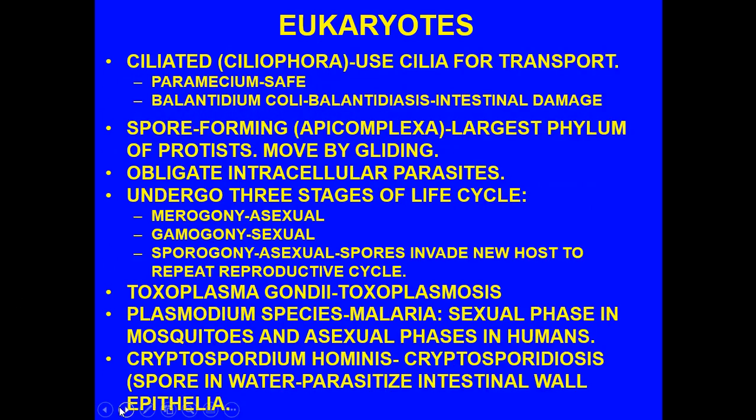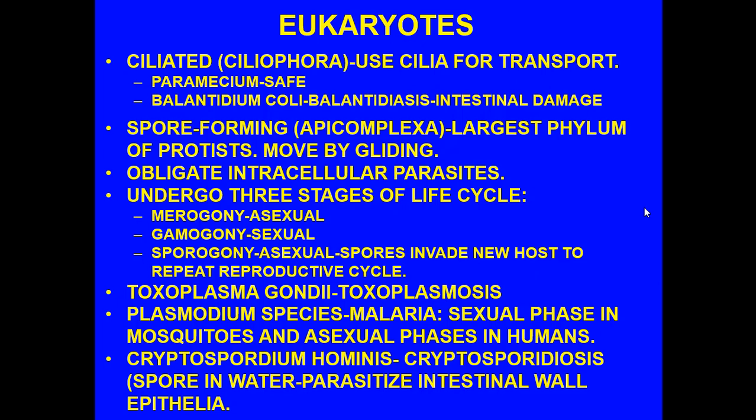Now, we move from there into the ciliated, the ciliophora. These use cilia for transport. A safe example of this would be the paramecium, and they have cilia moving along, pushing their bodies along. There is one type that's very significant, Balantidium coli, which causes balantidiasis, which causes intestinal damage.